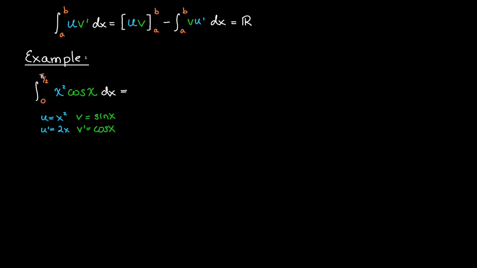Now that I have all the four components, I can continue using the rule for integration by parts, which states we have to multiply u times v. In this case, that would be x squared times sine of x. Please do not forget that this part of our answer is also bounded by the bounds of the integral. And then we do minus the integral from 0 to pi over 2 of u prime times v. In our case, that would be 2x times sine of x dx.